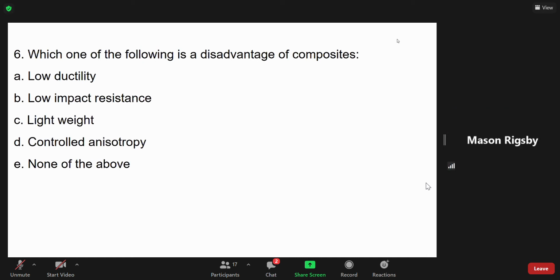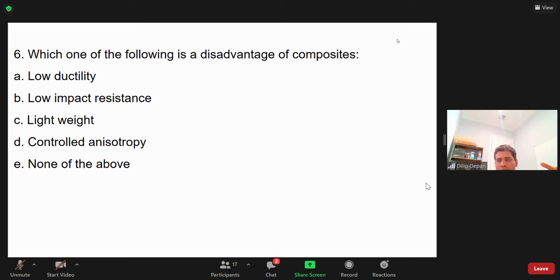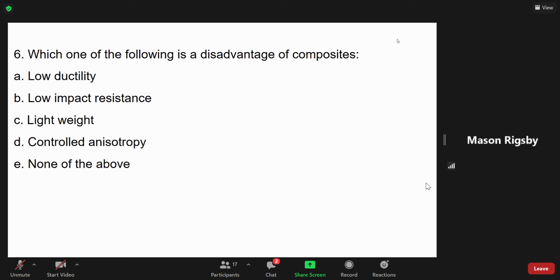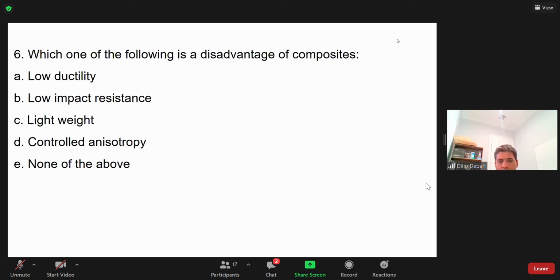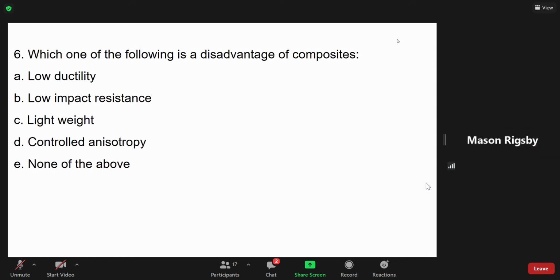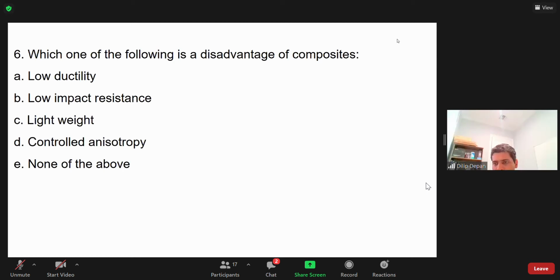Wouldn't it be composites? No, no. My question was, if you have a glass bottle and if you have a plastic bottle, and then if you drop them on the floor, which one is most likely to break? The glass bottle, obviously, because it has a low impact resistance, and glasses are brittle, right?